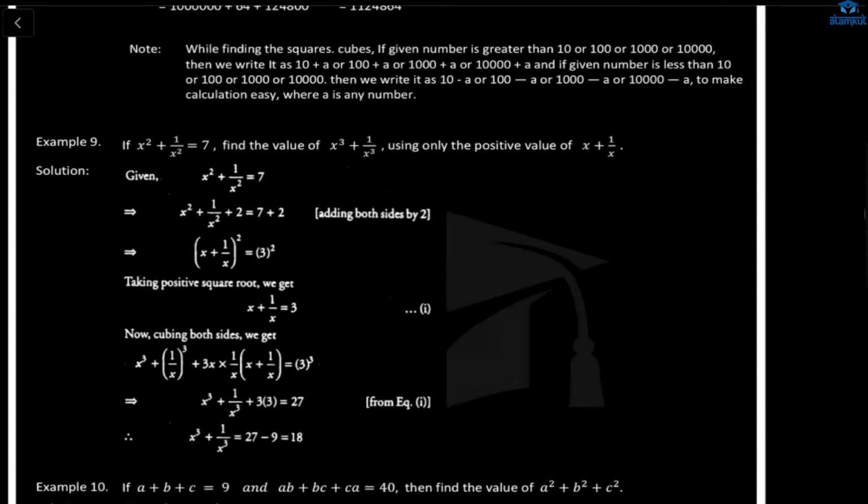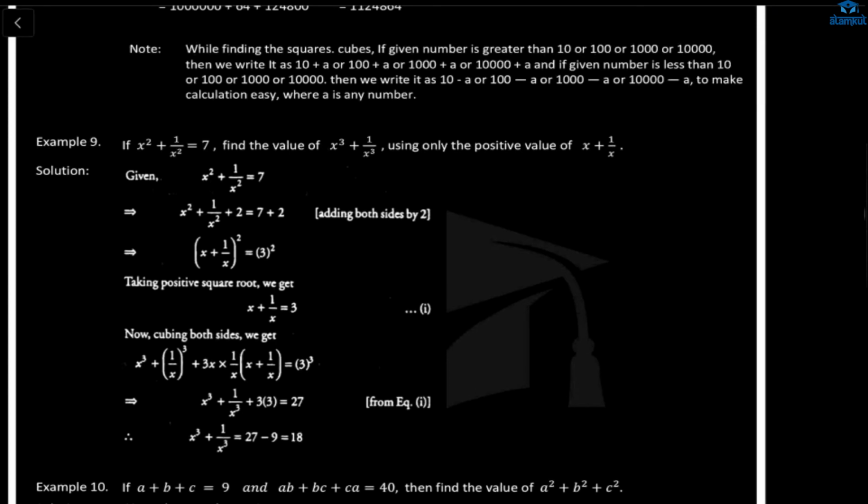But here if you square 7, you will have to square x square plus 1 by x square as a whole, and that will not solve your problem. You need to find out the value of x plus 1 by x. In fact, you need to find out the value of x cube plus 1 by x cube using only the positive value of x plus 1 by x.